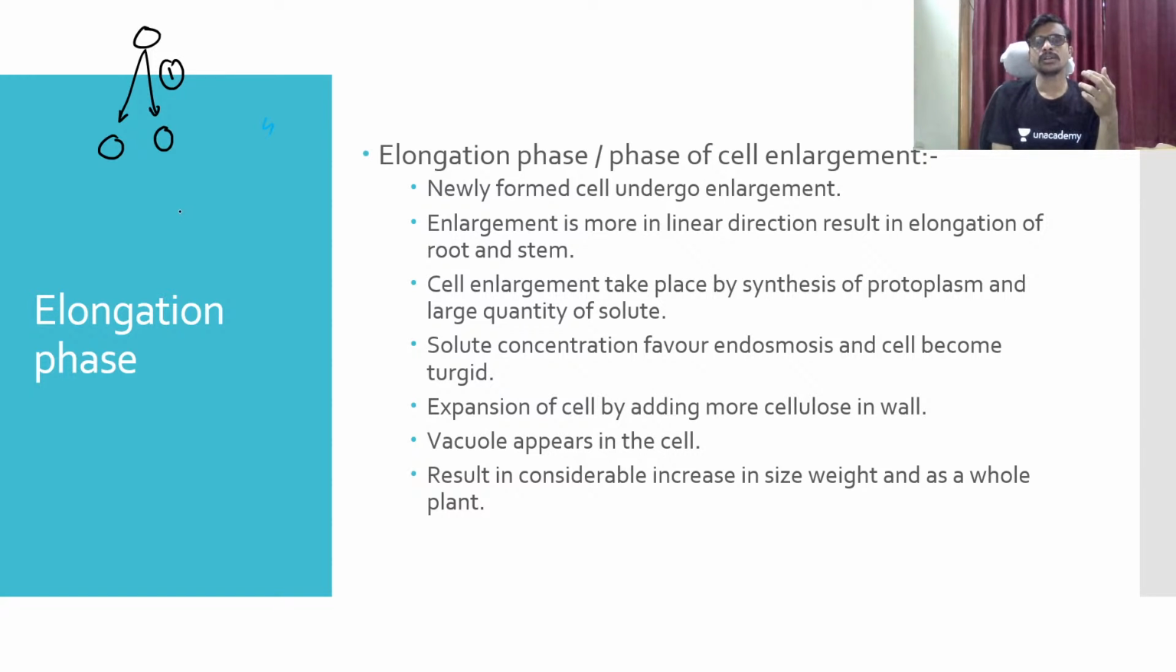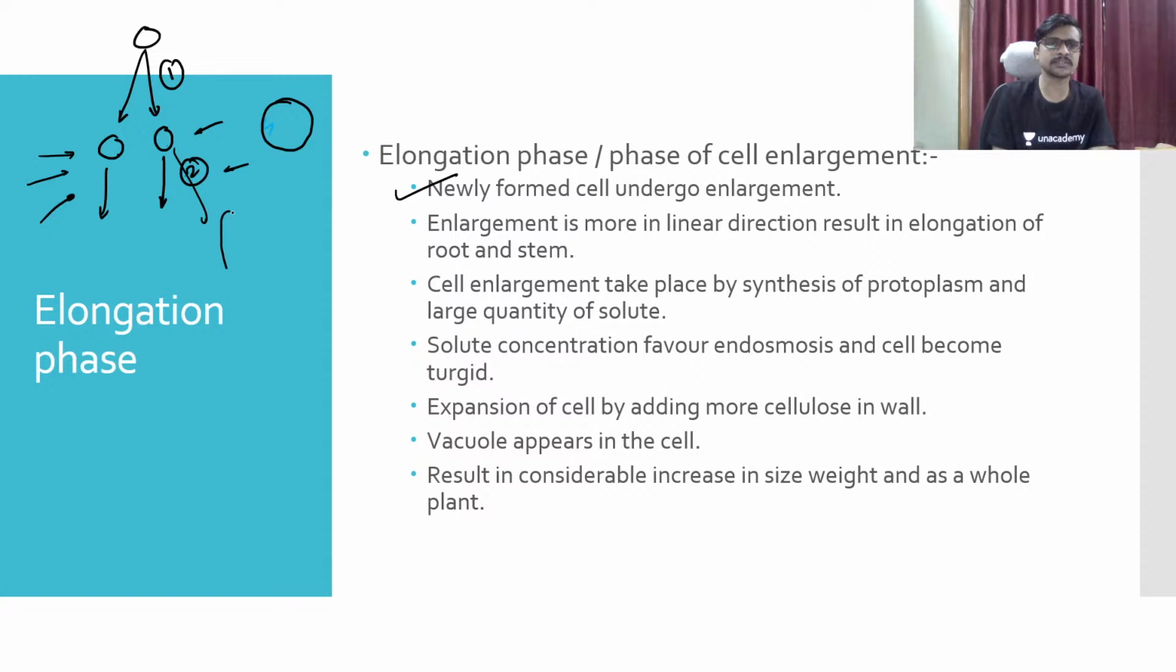But the size does not become more, because after division these two cells do not have the same size as the parental cell. In the second stage, the elongation phase, these cells undergo enlargement. They absorb water, nutrition and food from other parts of the plant. Enlargement is more in a linear direction, resulting in elongation. So this enlargement is not like this, but like this. The cell is enlarged like this. So cells do not look bulky, but cylindrical, and that's why the height of a plant increases.